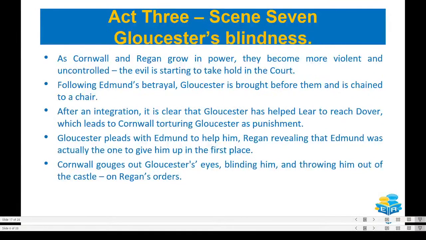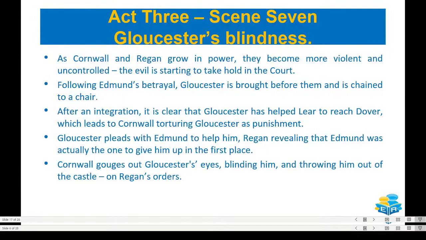Okay, so following Edmund's betrayal, Edmund aligns himself with Cornwall and Regan to improve his own social standing. Gloucester is brought before them and he's chained to a chair. After an interrogation by Cornwall, it's clear that Gloucester has helped Lear to reach Dover. So again, Gloucester, despite his flaws, does nail his colours to the mast. He wants to help Lear. He remains loyal to Lear.